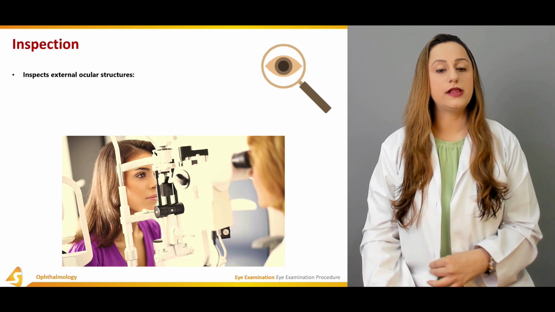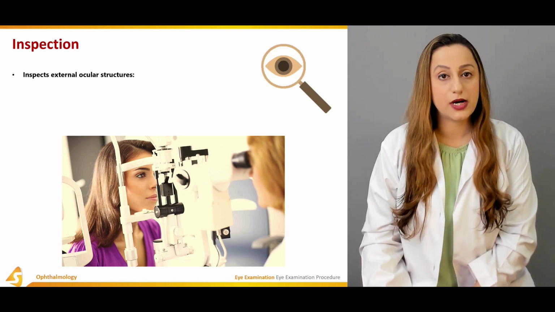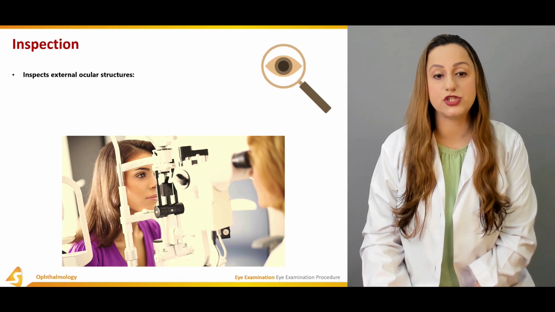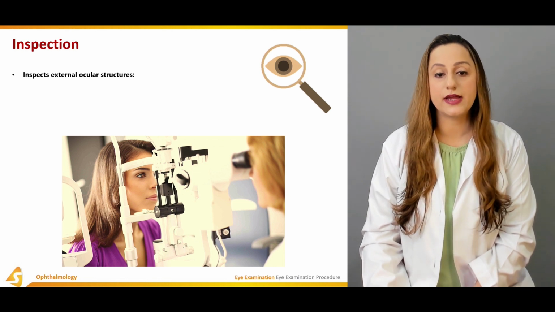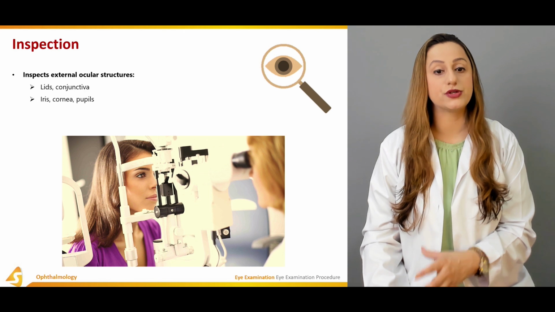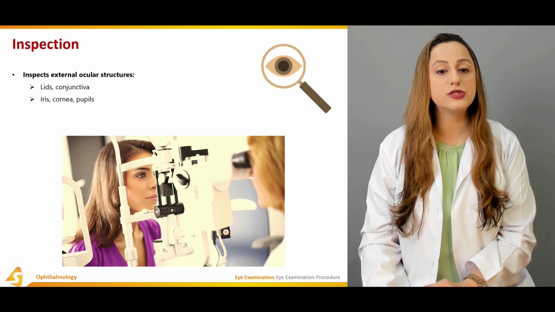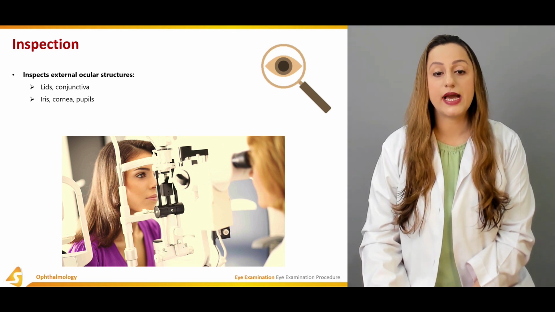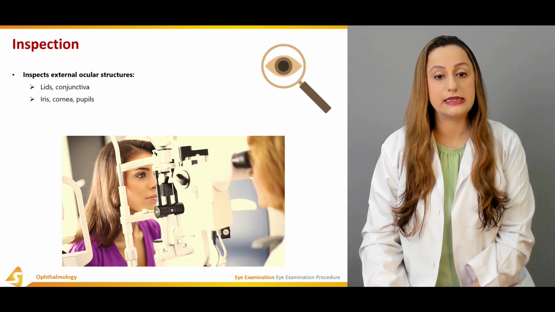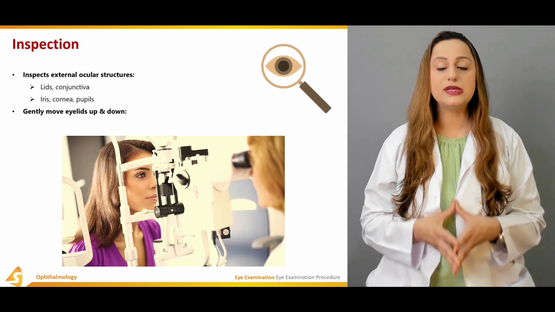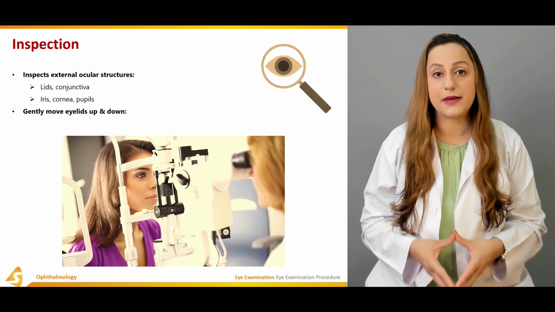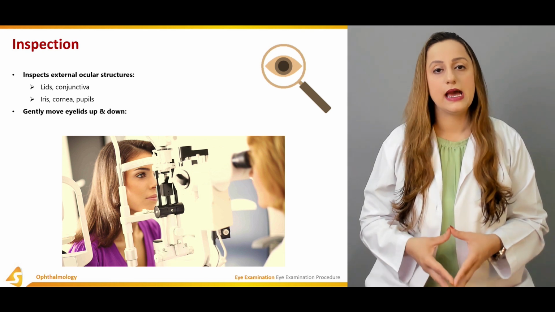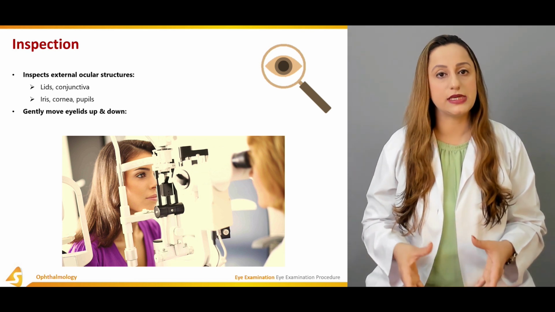First of all, as I've already talked about, the inspection of the eye is a very important feature. First of all, you're going to carry out the external ocular structure inspection. That includes the lids, and that also includes the conjunctiva. We have the iris, we have the cornea, and the pupils on the other hand. These are the structures that have to be examined in detail for any abnormality or any diseases that can be found in them.